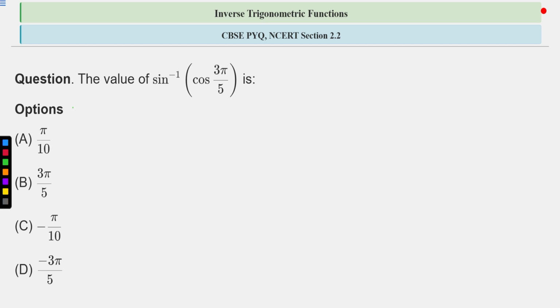The hint for this question: we have to find the value of sine inverse cos 3 pi by 5. First we will try to convert this cos 3 pi by 5 in terms of sine theta. After that we can write sine inverse sine theta is equal to theta, when theta lies between minus pi by 2 and pi by 2. In such a way, you can approach this question. I'm giving you 10 seconds to solve or think about this question. After that, we will discuss the solution part.